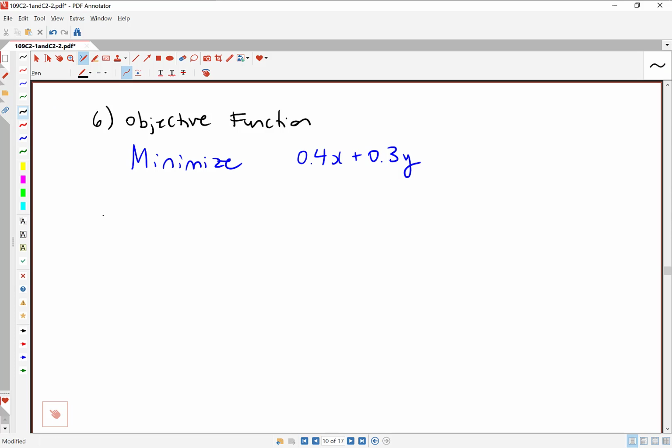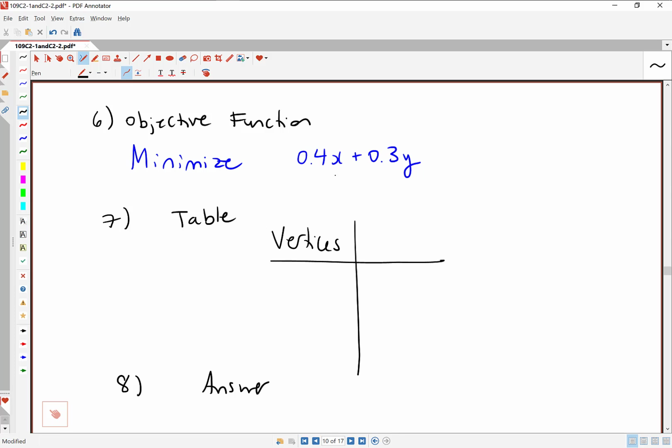So then last two steps. Step 7, we're going to make a little table, and then step 8, we're going to write down our answer. So we're really in the home stretch now after all that work with finding the vertices. So for the table, we're going to write out the 4 different vertices that we found. And for each one of those, we're just going to calculate this mass function, the 0.4x plus 0.3y. And decimals will be fine here, so we don't need to do any more crazy work with fractions.